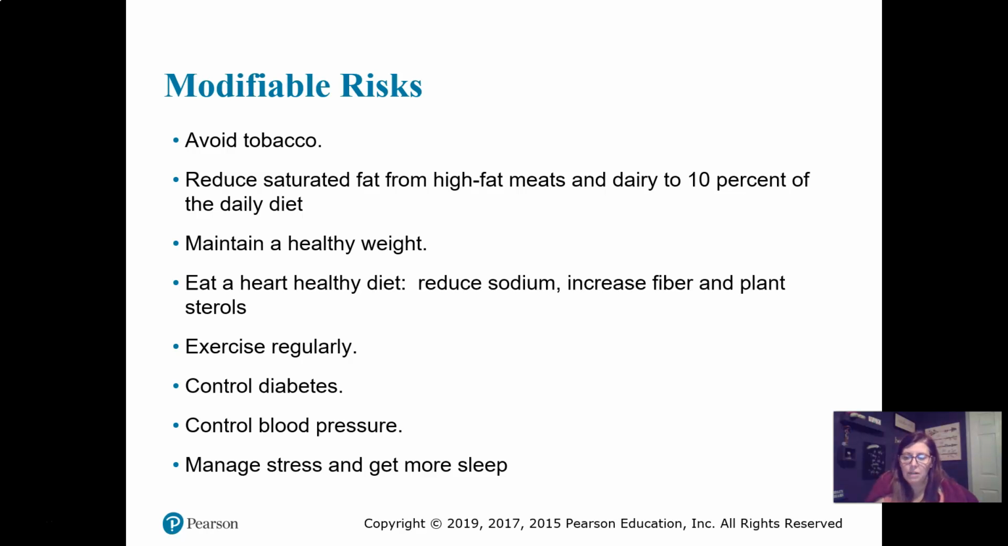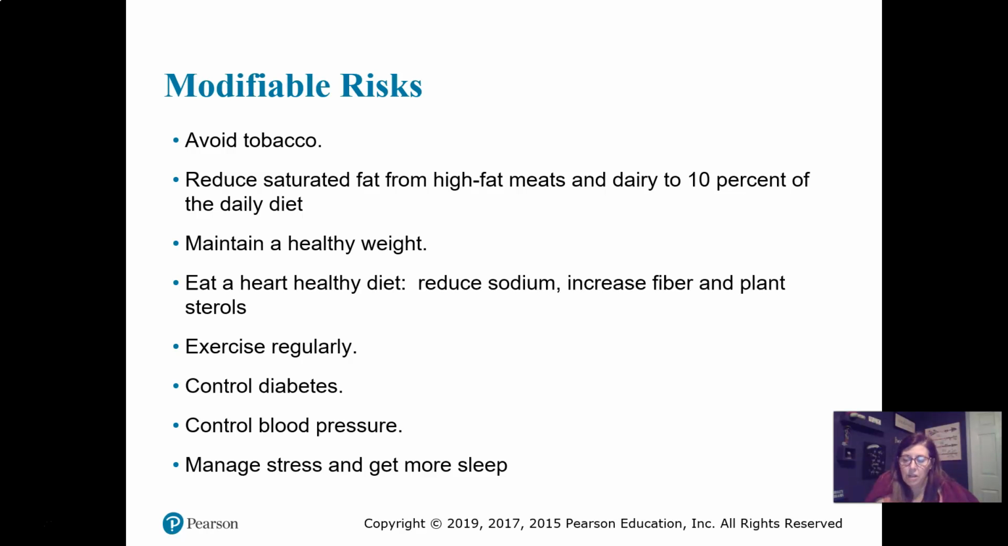Strive for a heart-healthy diet. Really reduce your salt intake. Consume 5 to 10 milligrams per day of soluble fiber, and consume about 2 grams per day of plant cereals. Maintain a healthy weight. People who are overweight are more likely to develop heart disease and stroke, even if they have no other risk factors.